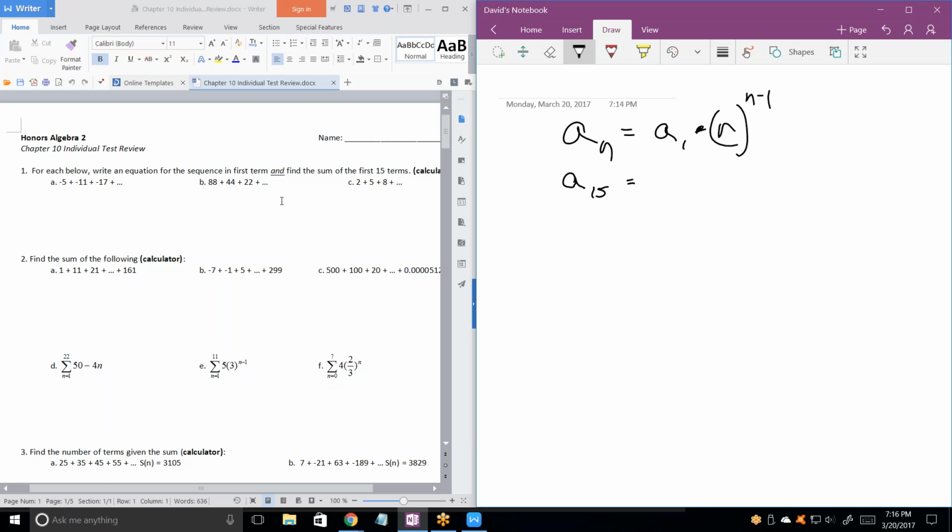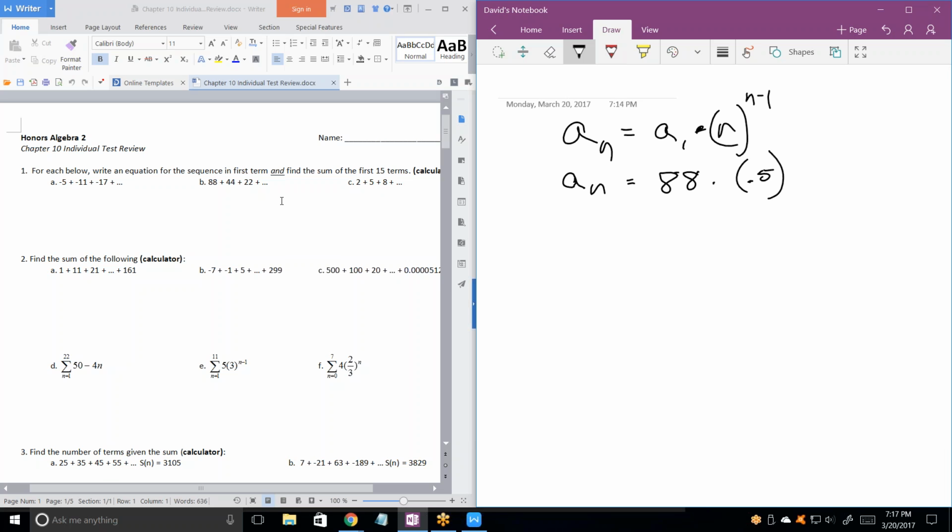Fill in everything you know. So it equals 88 times 0.5 to the power of 15 minus 1. Yeah, hold on a minute. I guess I got ahead of myself there a little bit.